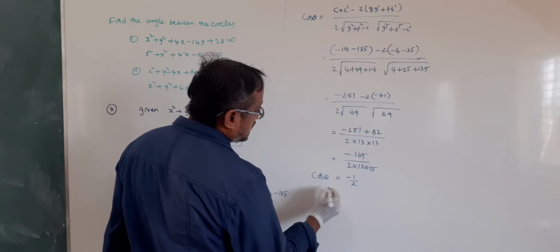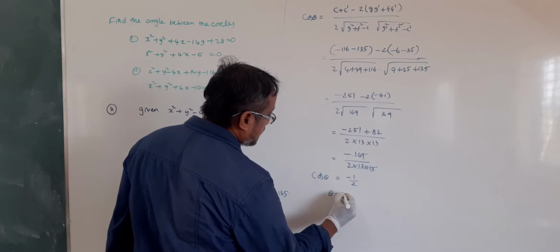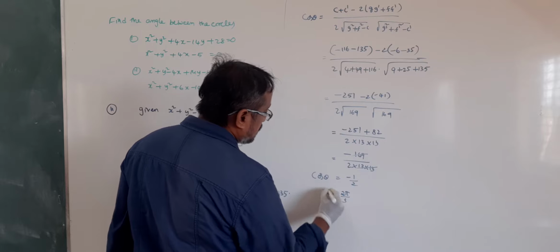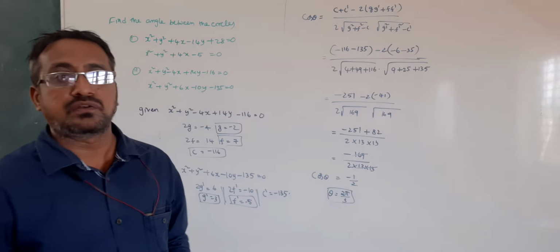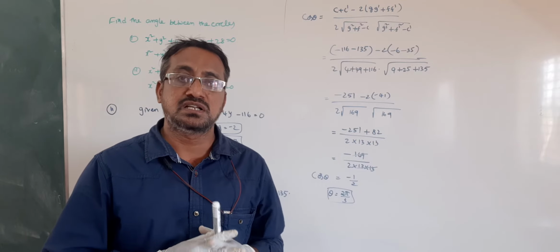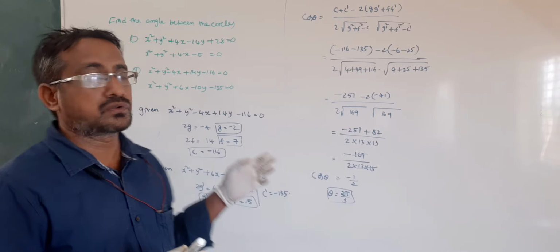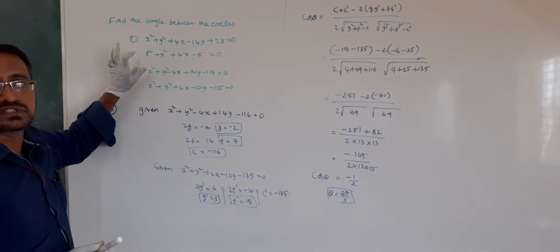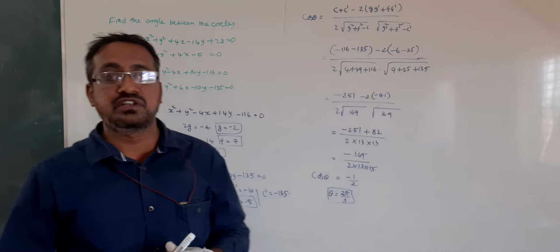Now cos theta is equal to minus 1 by 2 implies theta is equal to 2 pi by 3, 120 degrees. This is how we find the angle between the two circles. Similarly, you have to solve these problems and find the angle between those circles.